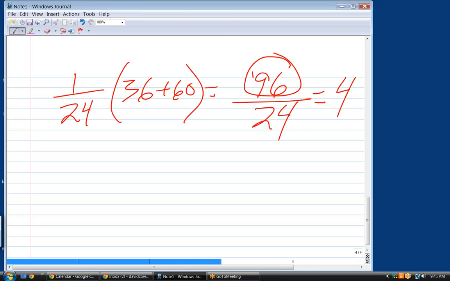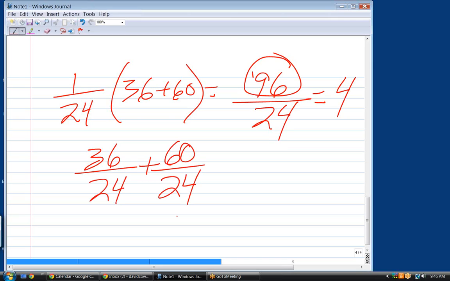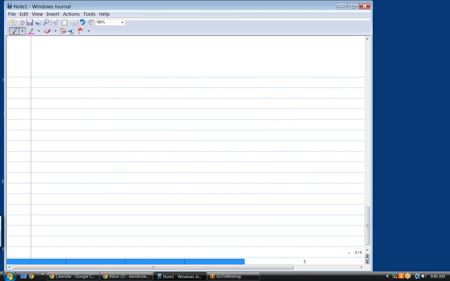Okay? Now, let's see how much more difficult it would have been if we'd distributed it. First of all, we got that. Neither of these break into whole numbers, so we would have to add them, I guess. It's not that much more difficult, but we still get to 96 over 24, which is 4, but not quite as easily. So you always want to look for the easiest way to do these problems.